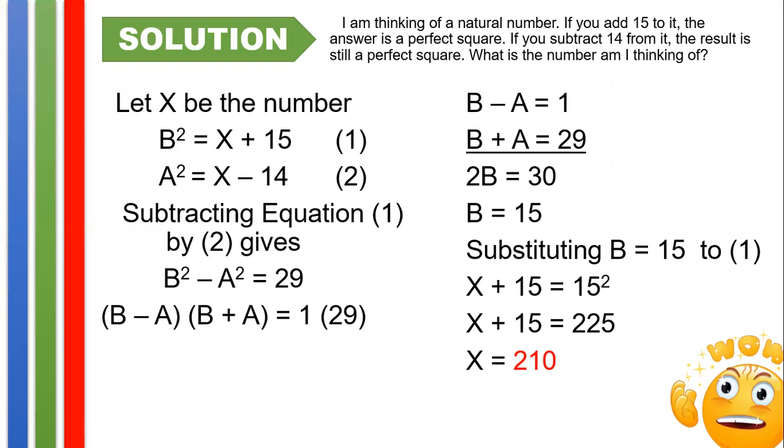So is 210 really the number that we're looking for? Let's try. If you add 210 and 15, that's 225, which is 15 squared. Correct. If you subtract 14 from 210, it will result in 196, which is 14 squared. So you see, 210 satisfies our conditions, and it is the correct answer to this problem.